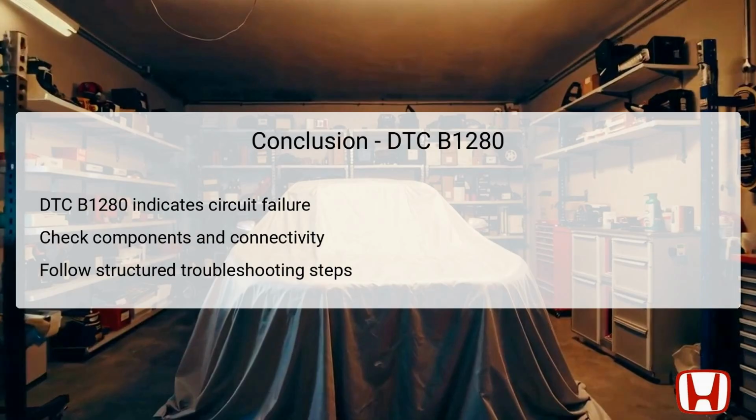In summary, DTC B1280 highlights a malfunction within the turn signal switch circuit for the Honda Civic models from 2006 to 2011. This repair procedure emphasizes the importance of a methodical approach to troubleshooting by following specific diagnostic steps. Regular maintenance and inspection can significantly enhance reliability and mitigate potential issues.